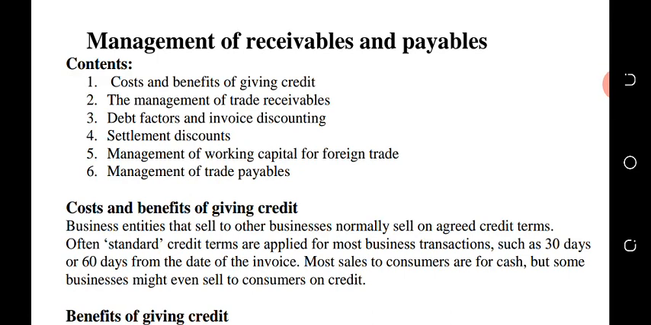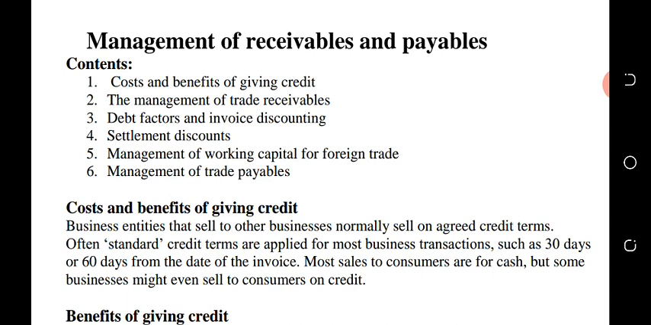Now, our topic for tonight will be management of receivables and payables. This is one of those topics introduced by ICAN in the 2019 syllabus. Our previous topic, working capital management, is also a new topic being introduced in the ICAN syllabus. This topic flows from our last topic, which is working capital management.